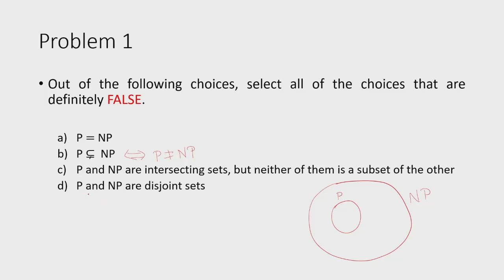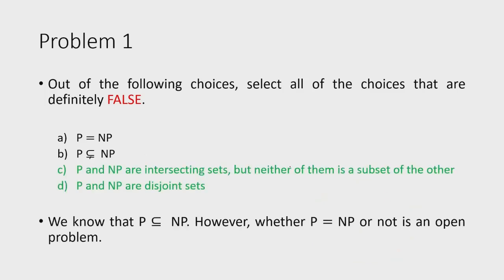And the fourth option says that P and NP are disjoint sets. This is also not true because P is contained in NP. So the third and the fourth options are false. Is this fine? Okay, sir, I understood. Then we can move on to the next problem.